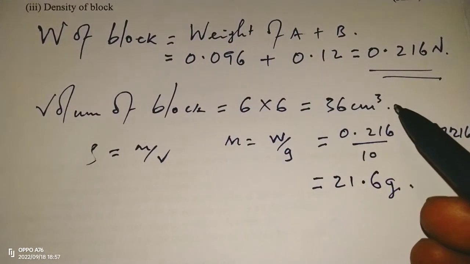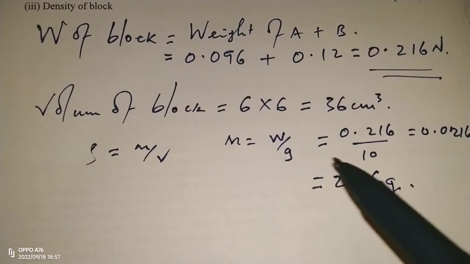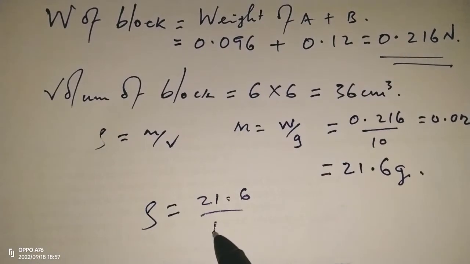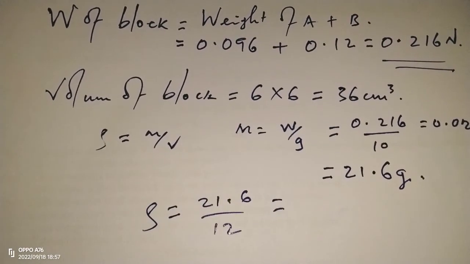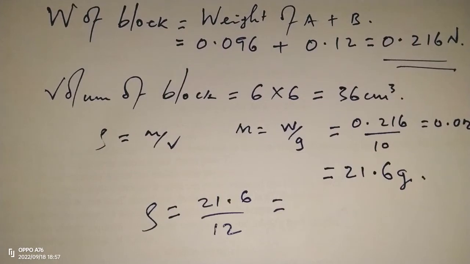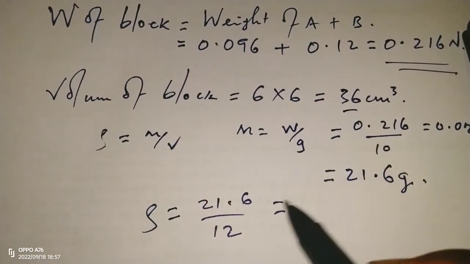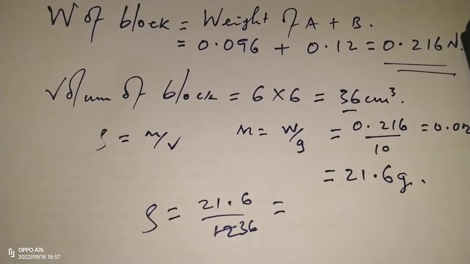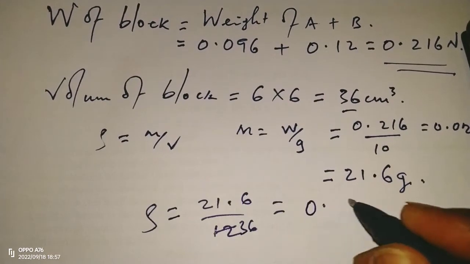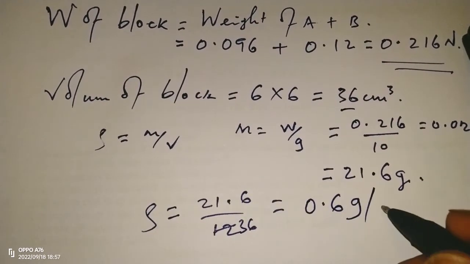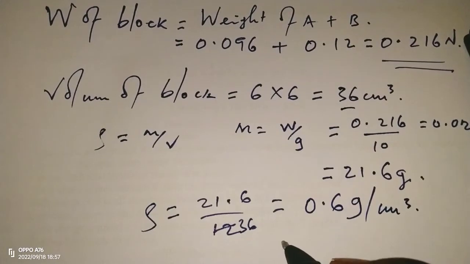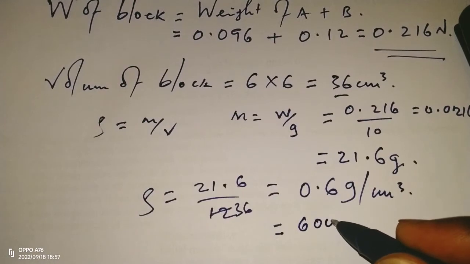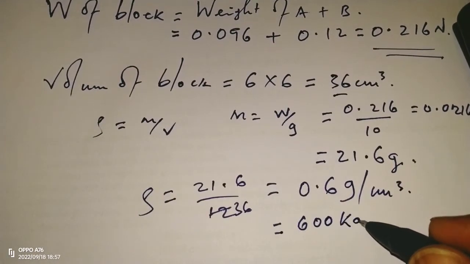So we have the volume in cubic centimeters and the mass in grams. So density can be given by mass divided by volume. When we divide by 36, sorry, not 12, 36, we're going to get 0.6. These are grams per cubic centimeter. The density can also be converted into 600 kilograms per meter cubed.